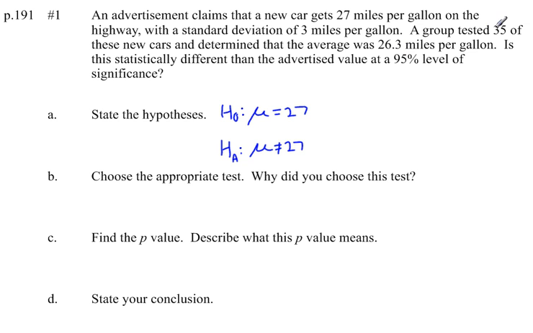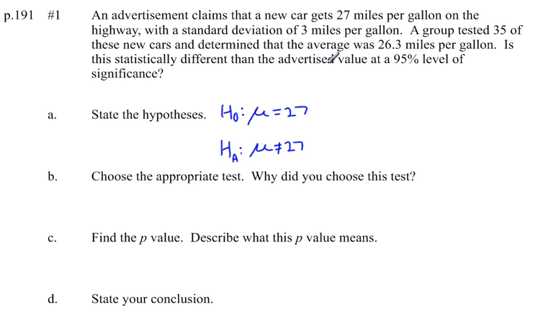So this group tested 35 of these cars, found that the average in that sample was 26.3 miles per gallon. Is this statistically different than the advertised value at a 95% level of significance? Okay, so we've got our null and alternate hypotheses. So what tests are we going to use? Well, we're comparing an average to a set number. So that means we're either going to use a z-test or a t-test.